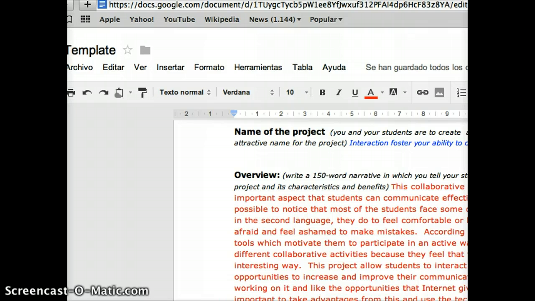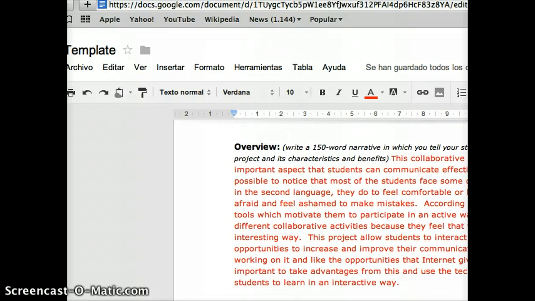According to this, it is important to give them tools which motivate them to participate in an active way, especially in the development of different collaborative activities, because they feel that they are learning in a fun and interesting way. This project allows students to interact with technology, giving them opportunities to increase and improve their communicative level, because they enjoy working on it and like the opportunities that the internet gives them.